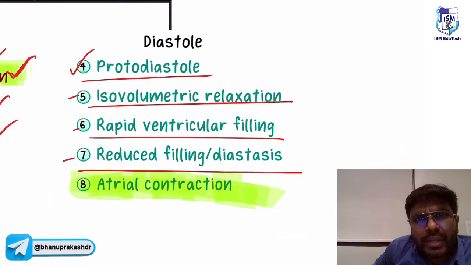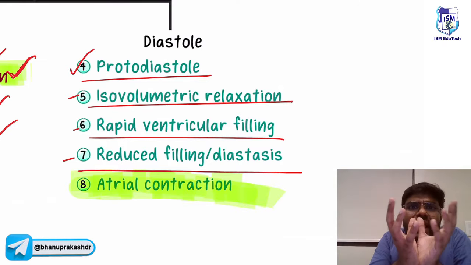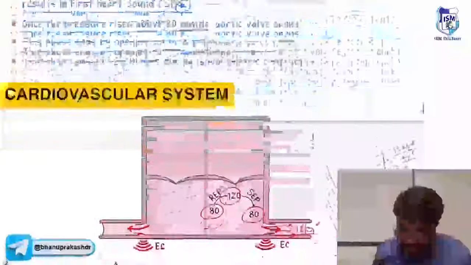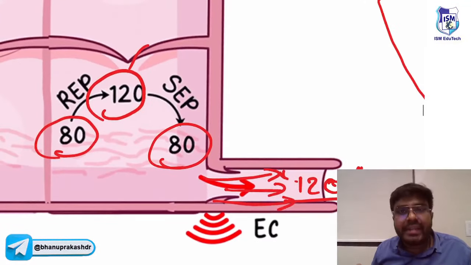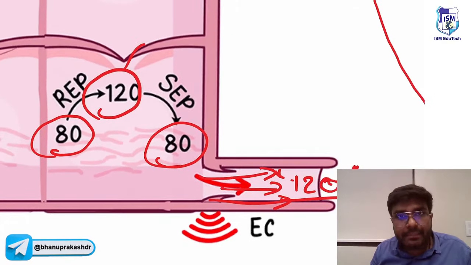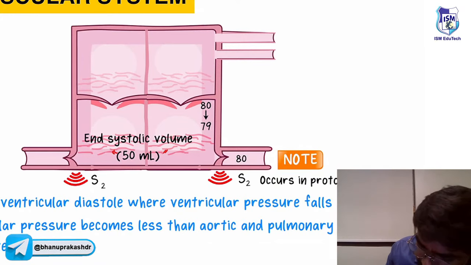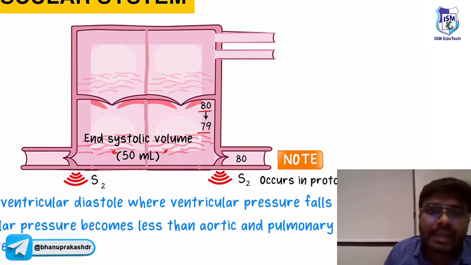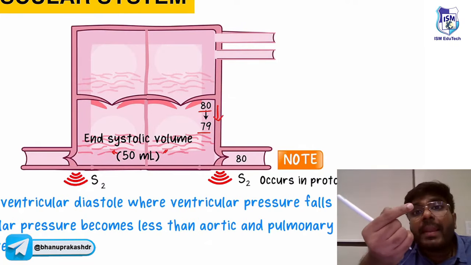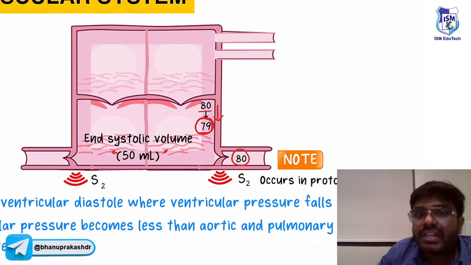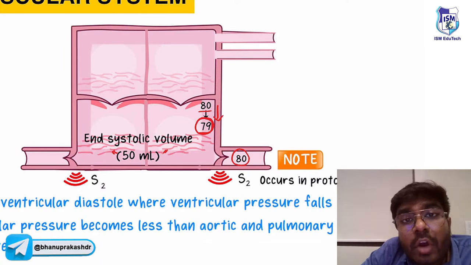What is protodiastole? Now the ventricle has started to relax. The ventricular pressure, after rapid ejection and slow ejection, came to 80. Now the ventricle is relaxing, so the ventricular pressure is going from 80 to 79, decreasing by 1 mmHg. Which means the ventricular pressure is now less than the aortic pressure.